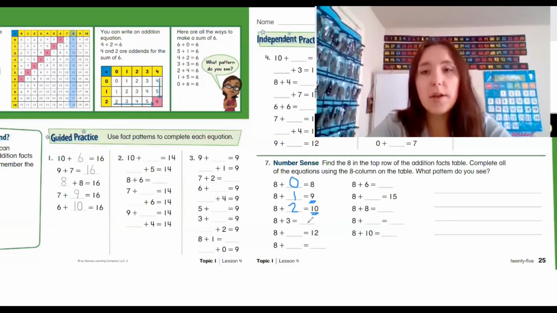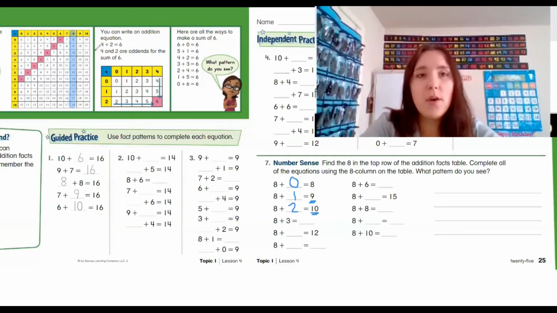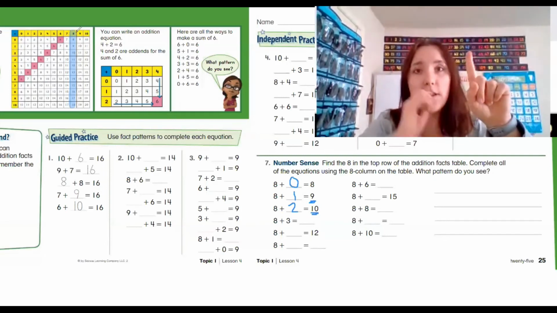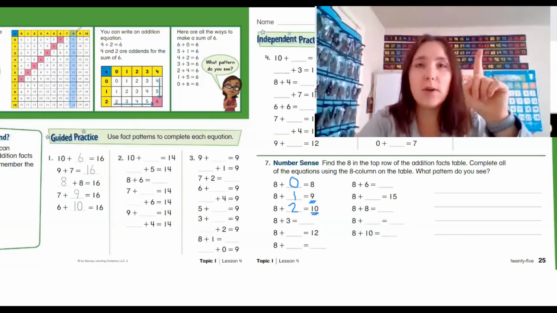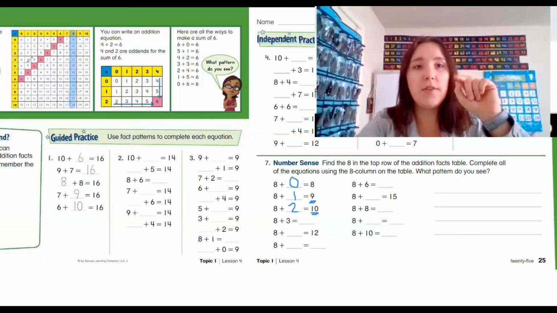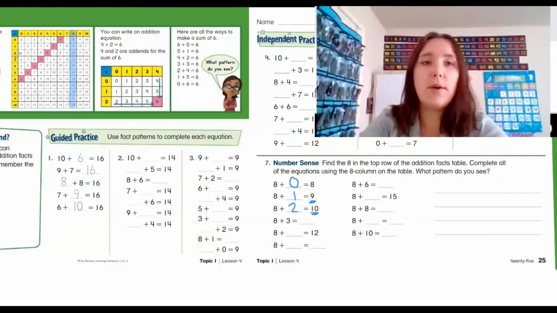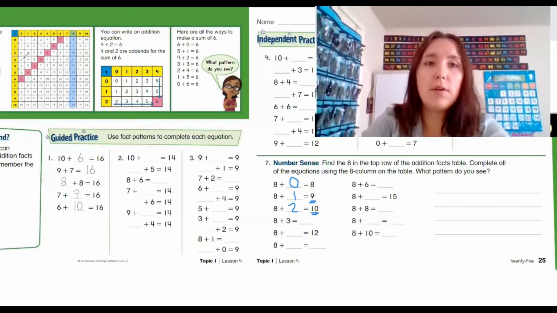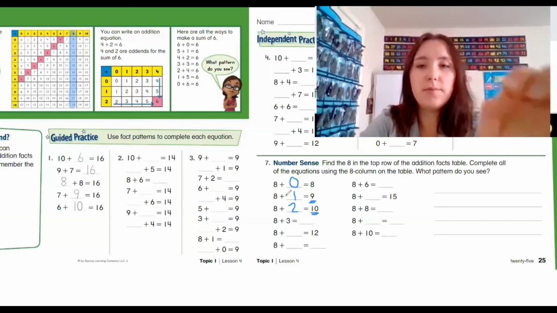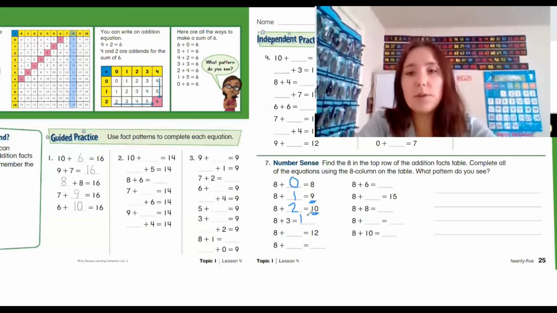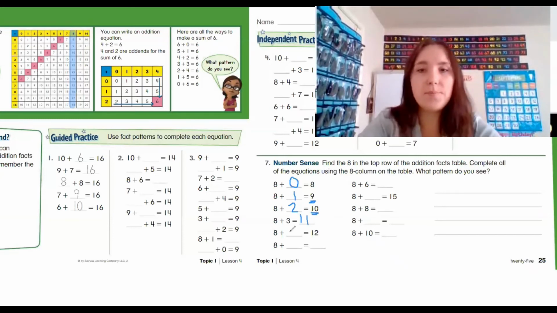Okay, now this one, we have to find the sum. So we're going to go to the 8 column, and you guys can take your finger. I know you can't see it on my screen, but you're going to find the 3 over here. So I'm going to put my finger right there, and I'm going to drag my finger all the way over here until I reach my 8 column, all the way. Oh, so 3 plus 8 equals 11. That's how I'm using my addition facts table, okay?